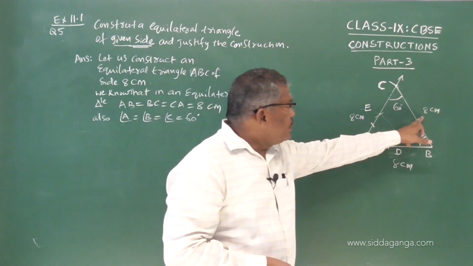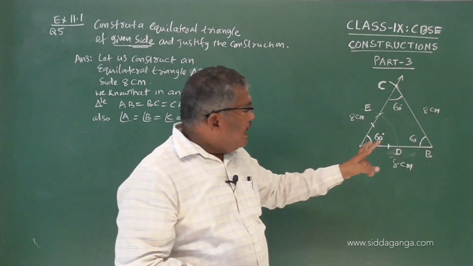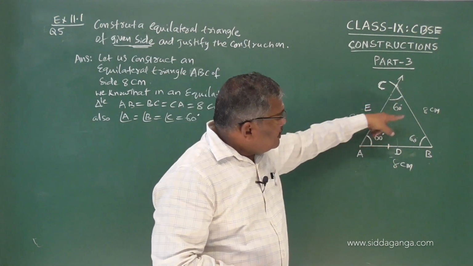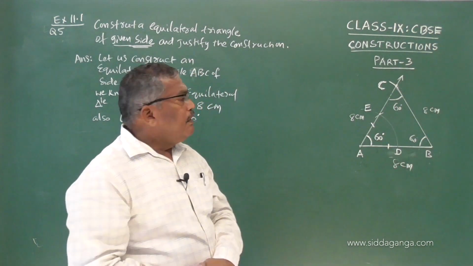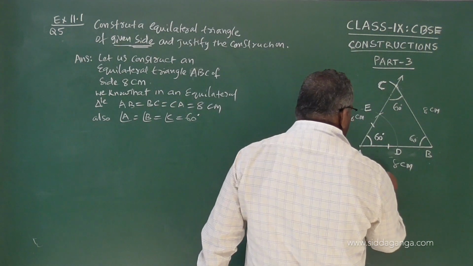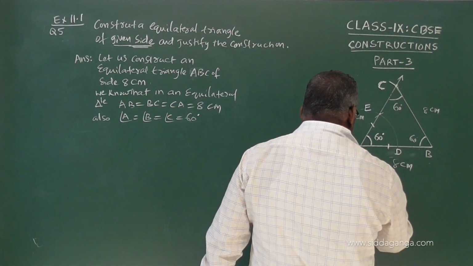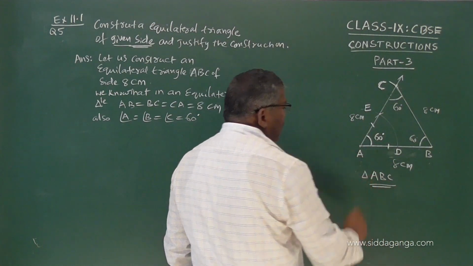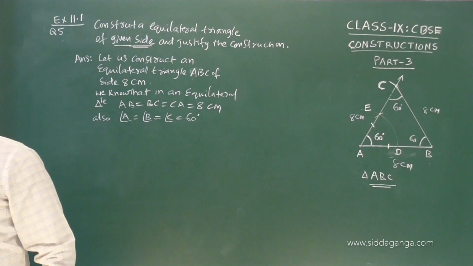Sides opposite to equal angles are equal. So if the angles are equal, the opposite sides are equal. If the sides are equal, the opposite angles are equal. So now the required triangle ABC is the required equilateral triangle. So this is how we have to construct.